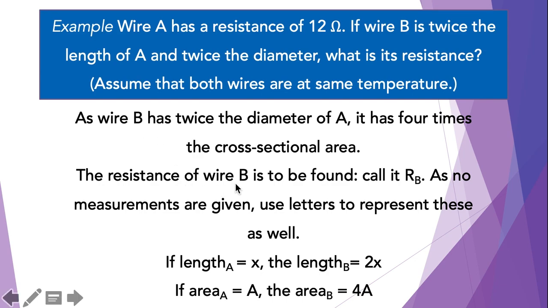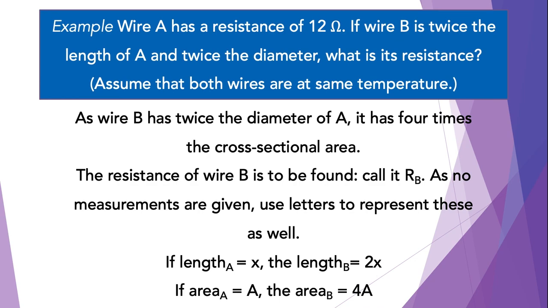The resistance of wire B is to be found. We are going to call this resistance RB because no measurements are given, so we use letters to represent these as well. If length A is equal to X, the length B is equal to 2X. So the length A is the length of the wire A, and this is equal to X. The length of the wire B is equal to 2X. This X basically represents the measurement. So if length A is X, length B is 2X because it is twice the length of wire A.